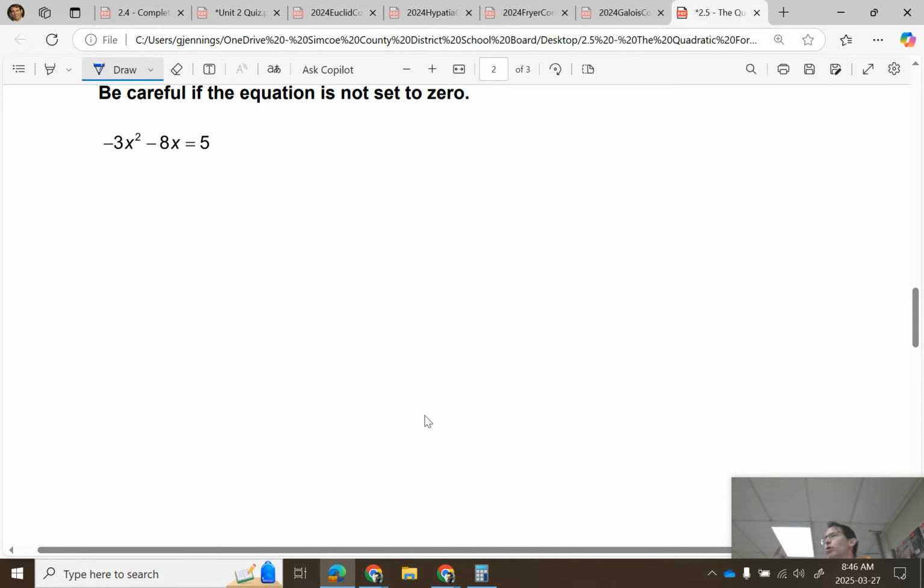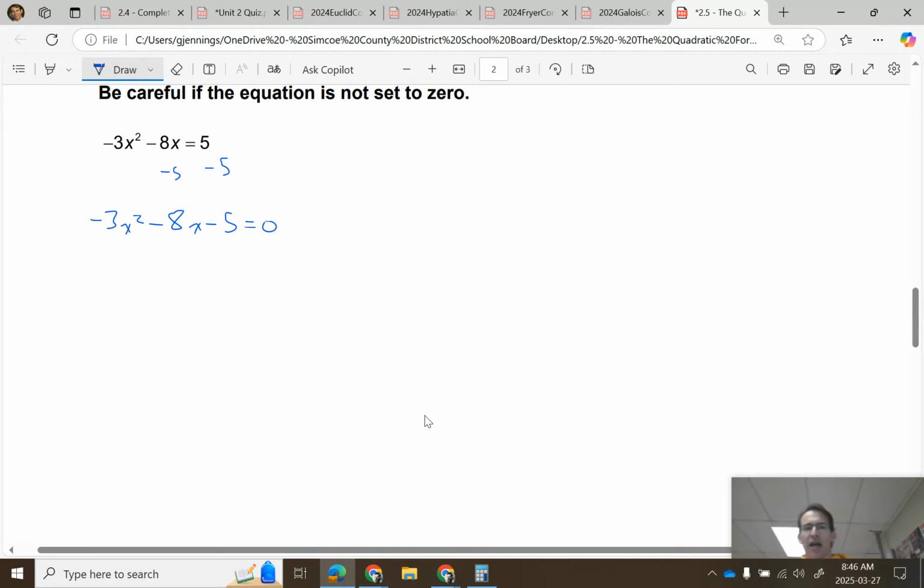So we have 2 choices of how we set it to 0. I could do this in one move. Subtract 5 from both sides and get this equation. Minus 3x squared minus 8x minus 5 equals 0. Are people thrilled that we have 3 negative coefficients?